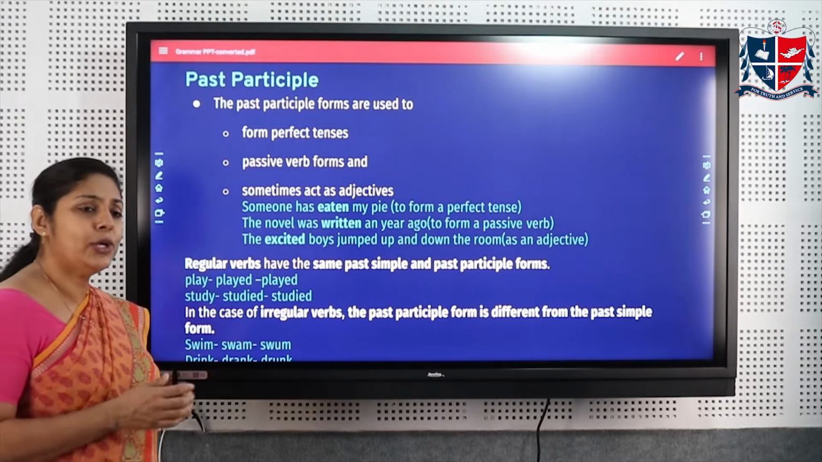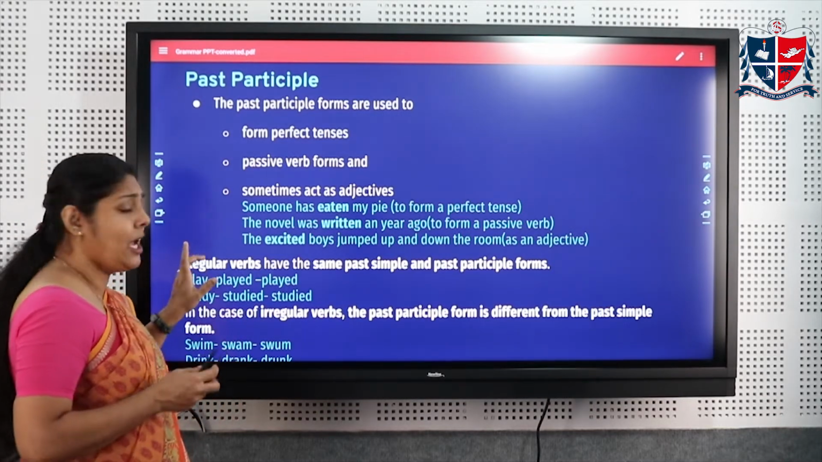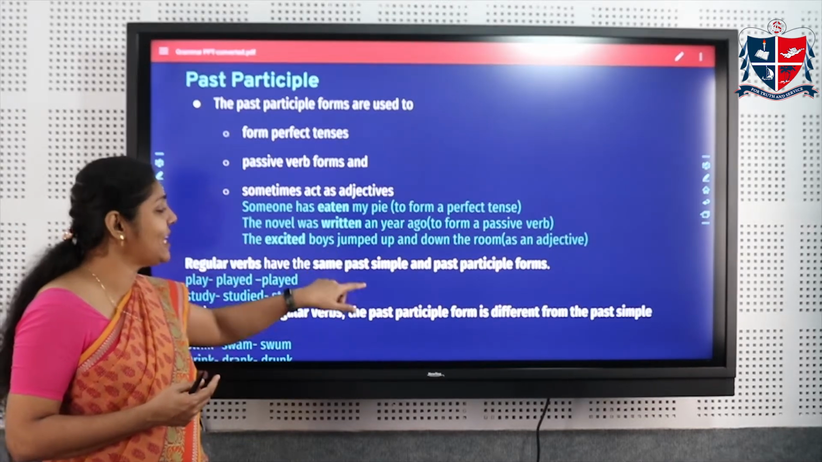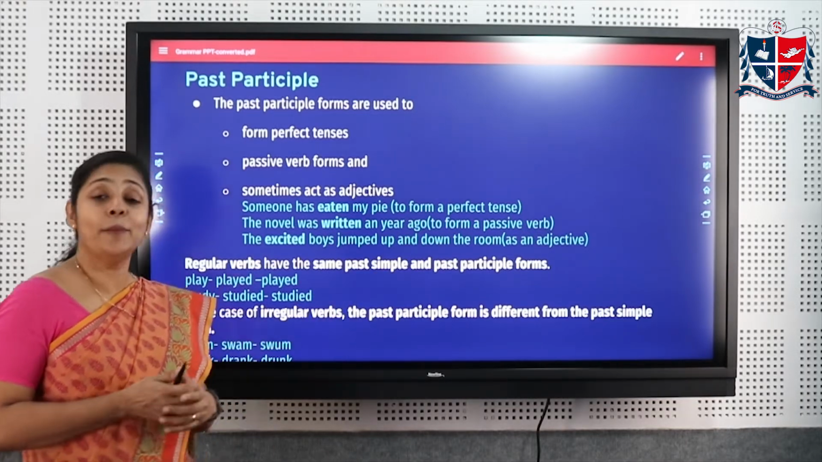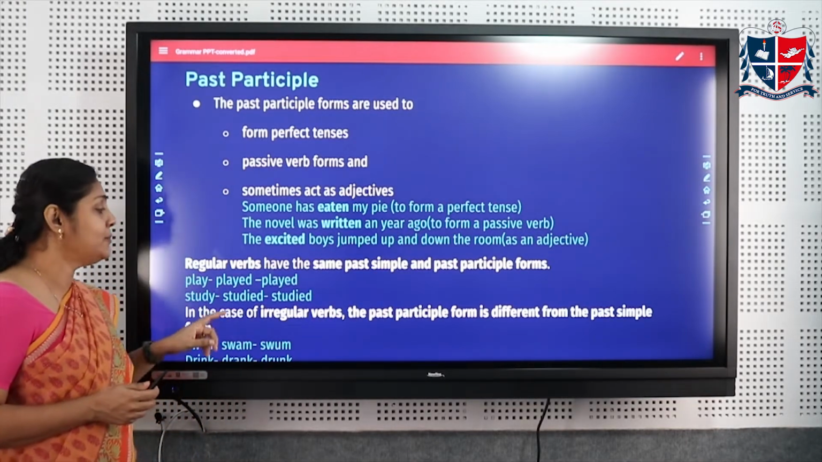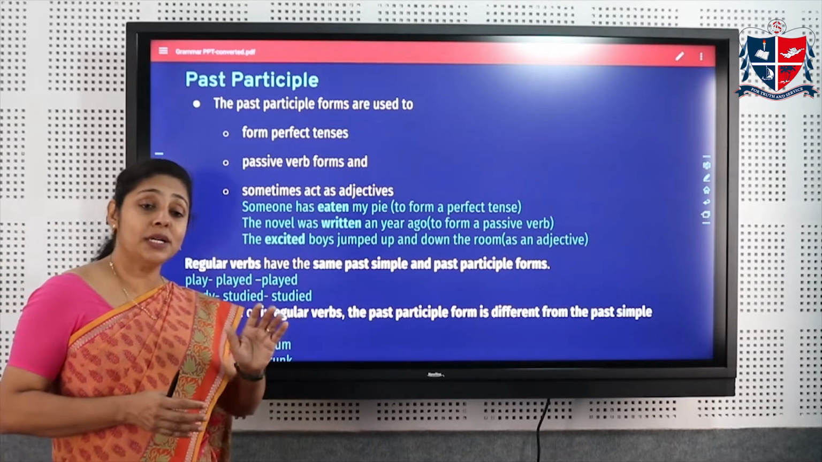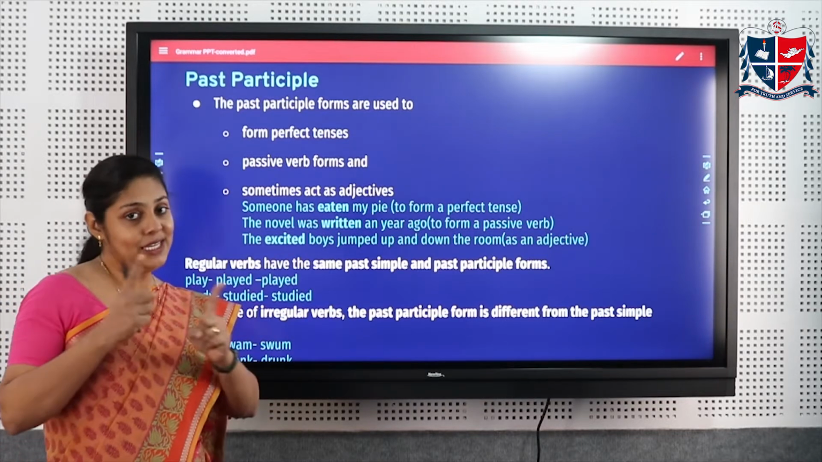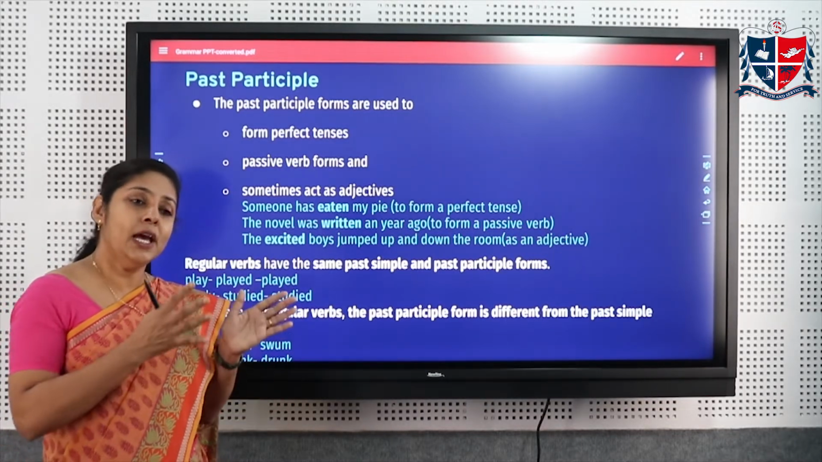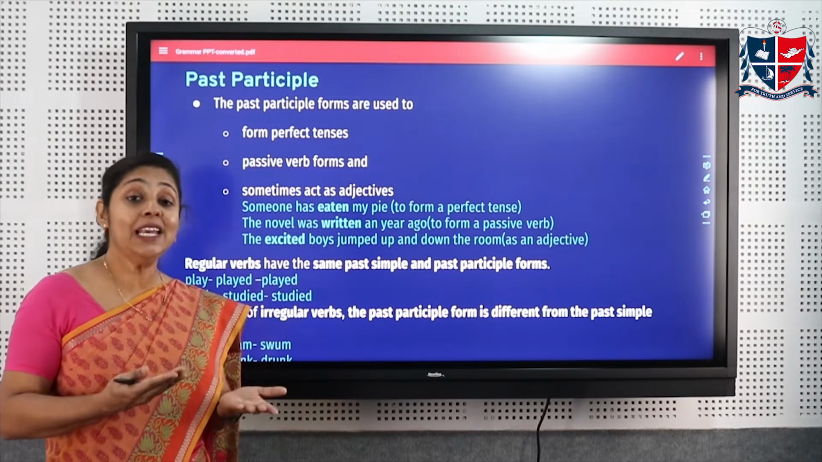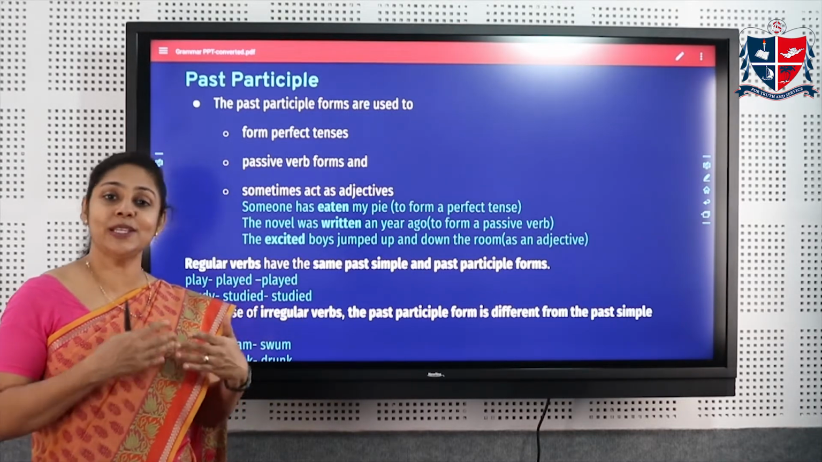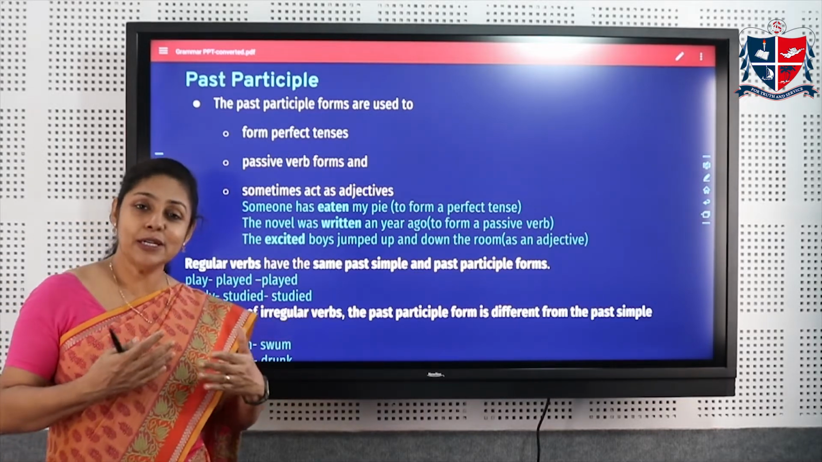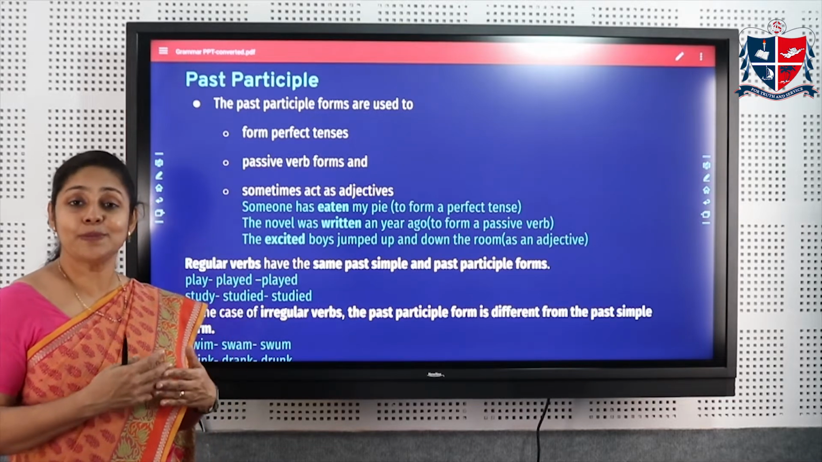Now, we were talking about the past participle form. We have regular verbs and irregular verbs. Regular verbs are those verbs which have the same simple past and past participle forms. And irregular verbs are those verbs wherein the past participle form is different from the simple past form, right? To make it easier, you can say regular verbs are those verbs that take ed in the past tense and also in the past participle form. And irregular verbs are those verbs which have different past forms and different past participle forms.